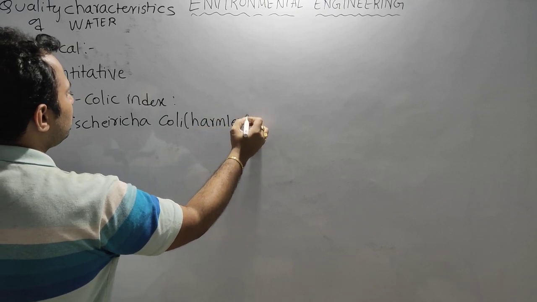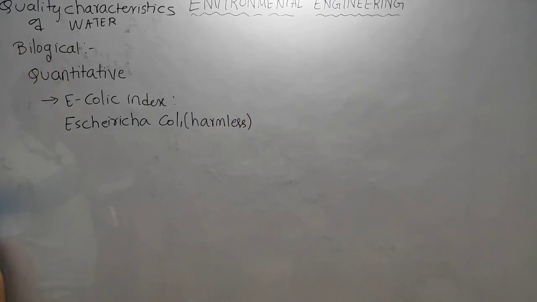But the presence of this Escherichia bacteria indicates the presence of pathogens also. So E. coli is harmless, whereas B. coli, Bacillus coli, is harmful, a pathogen. B. coli is harmful, E. coli is harmless. But if E. coli is present, then it indicates the presence of pathogenic bacteria also.